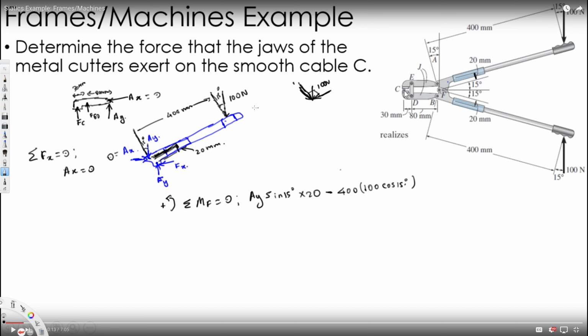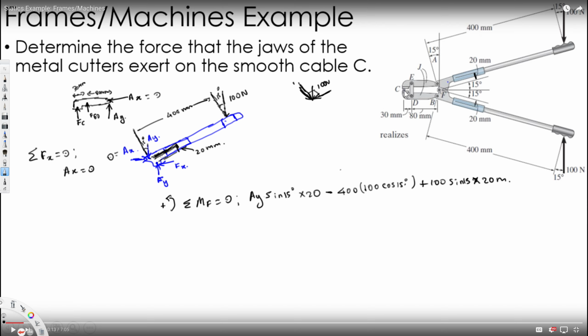Then it's going to have another component, which is sine 15. If I take 100 sine 15, it's going to pull this object counterclockwise, so it's going to be positive, and it's 20 millimeter: 100 sine 15 times 20 millimeter.